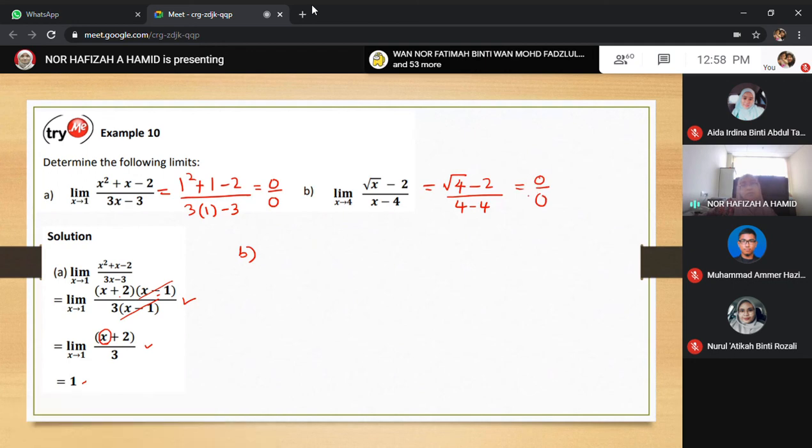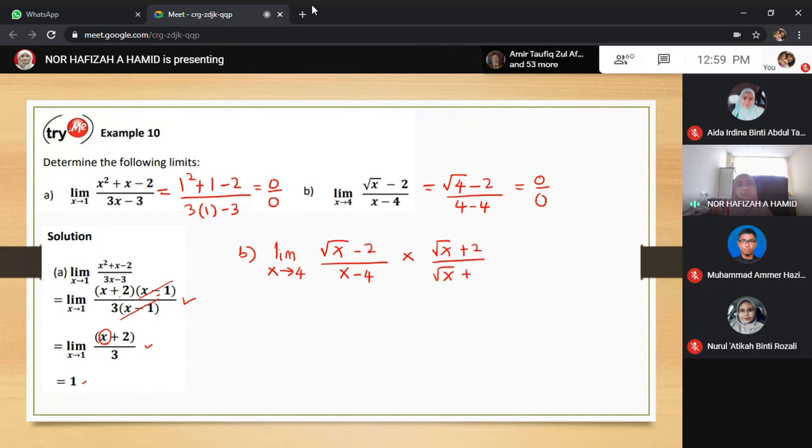Next you can proceed to solve it. Since the function involves a square root, you need to multiply with the conjugate. So I multiply with the conjugate. As x approaches 4, you have square root of x minus 2 over x minus 4. So the conjugate for the square root is square root of x plus 2 over square root of x plus 2. Okay, so equal to the limit as x approaches 4. For this one I expand the numerator, because I want to simplify the square root.